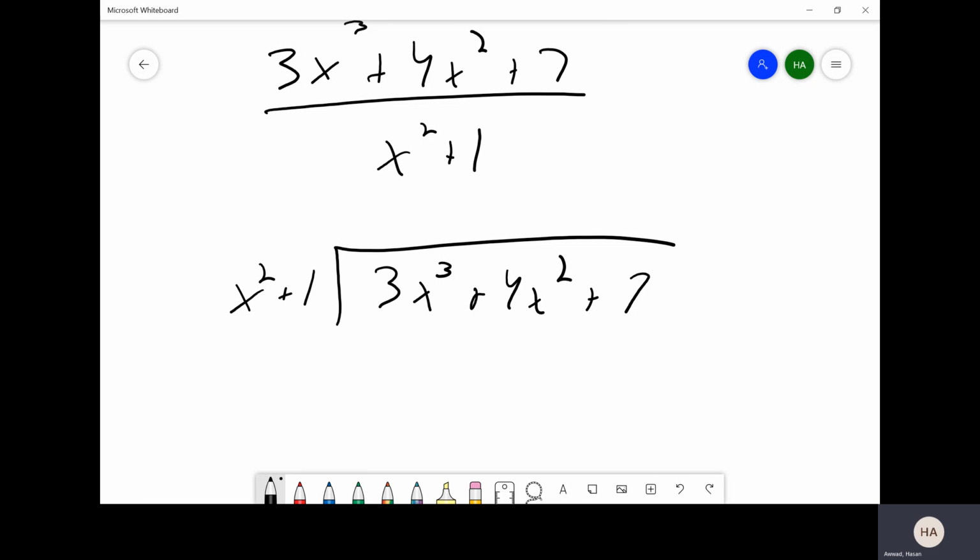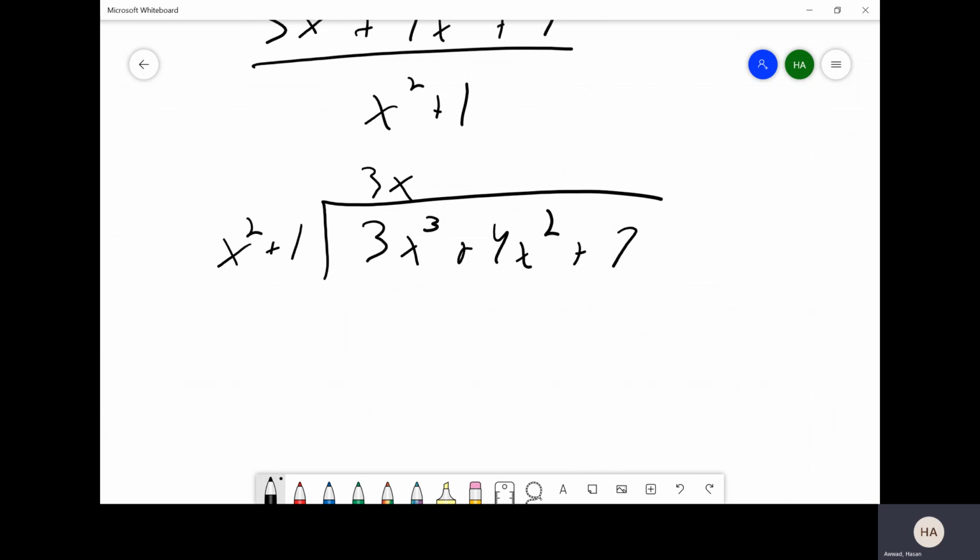Okay? So what you're going to do is you're going to figure out, okay, well, I have an x squared, and I want to be able to make it a 3x cubed. So I know I need to multiply by 3. And I also know that to get from x squared to x cubed, I need to multiply by an x, right? X squared times x gives me x cubed. So we take our 3x, multiply it by our entire divisor. So our entire divisor is x squared plus 1. So we have a 3x cubed. And then 3x times a positive 1 gives me, well, what should that give me? That should give me a positive 3x, right?